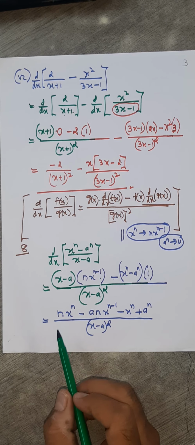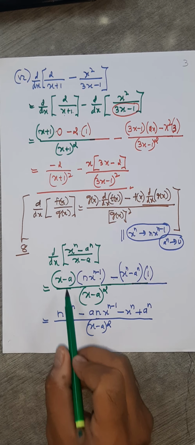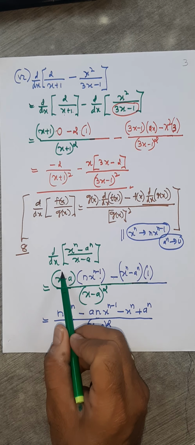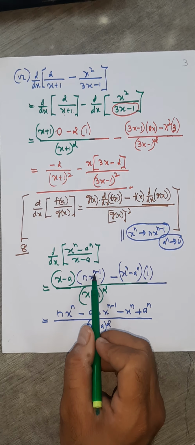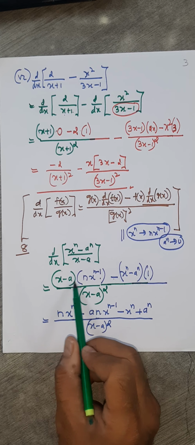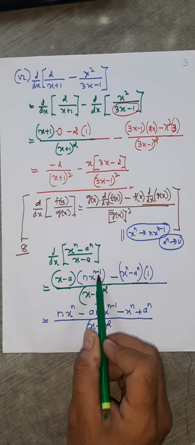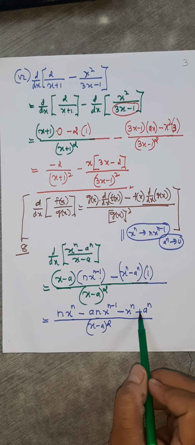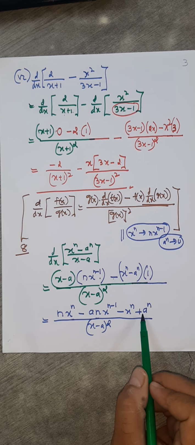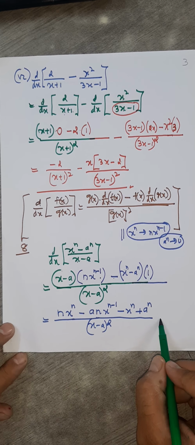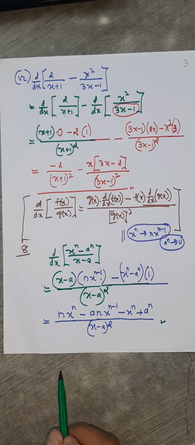I repeat what I did here. I have just opened the bracket. This n as it is. Here 1 power, here n minus 1 power. So x raised to n, a n x raised to n minus 1 here, minus x raised to n plus a raised to n. That's the required derivative, d by dx of this function.